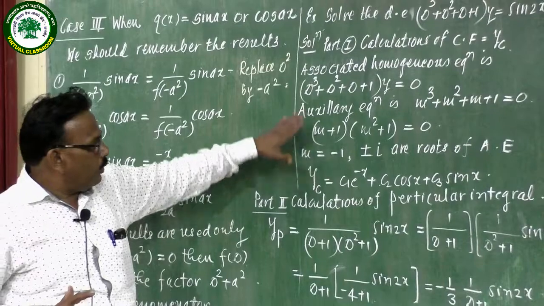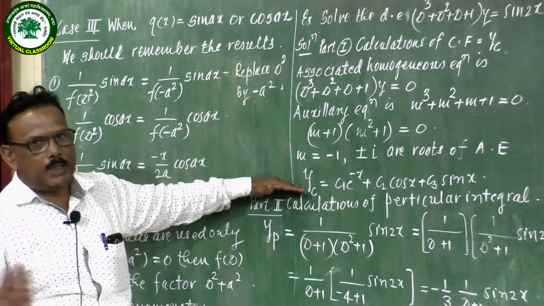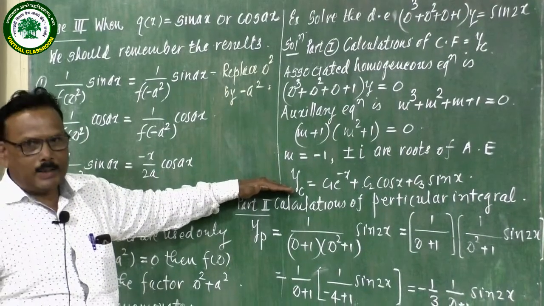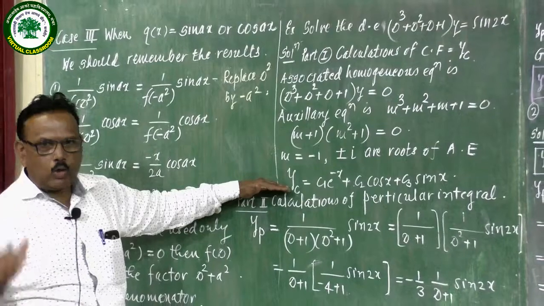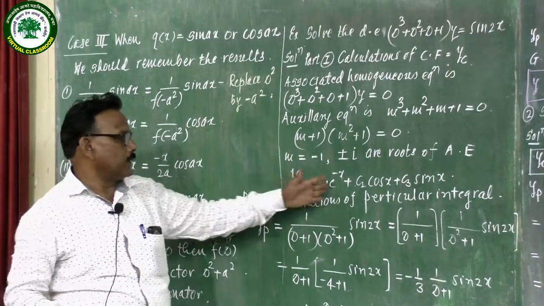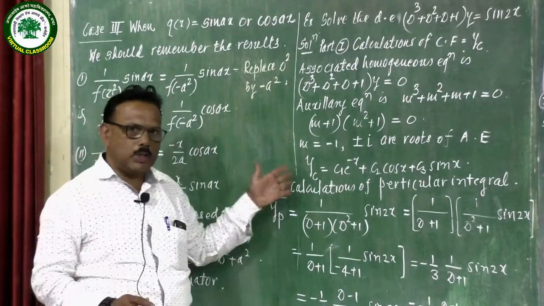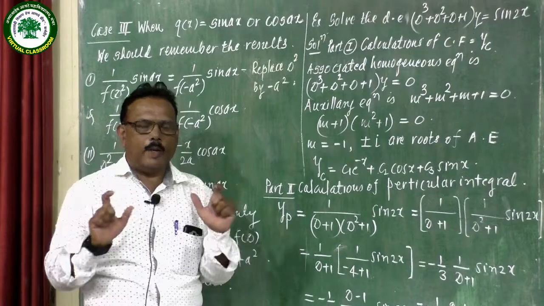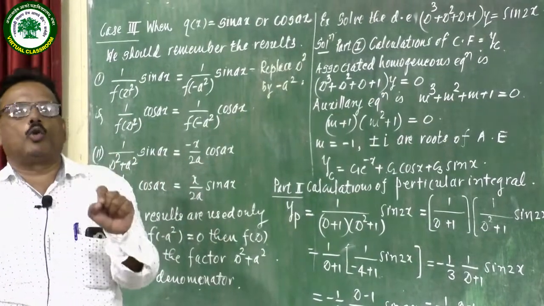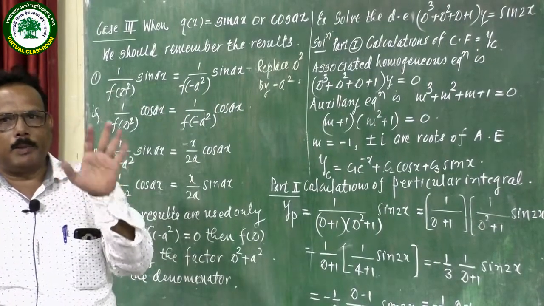Up to this point, you are already familiar with the concept. Nothing is complicated. You have to write the auxiliary equation, factorize it, find the roots, and write the complementary function. Now another part which is very important, because this problem is always asked in the exam for 5 marks. You have to calculate the complementary function first, you will get half marks, that means 2.5.